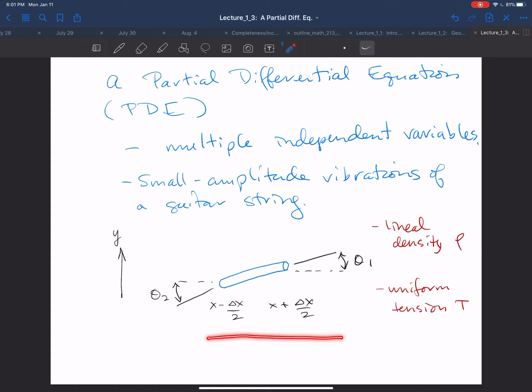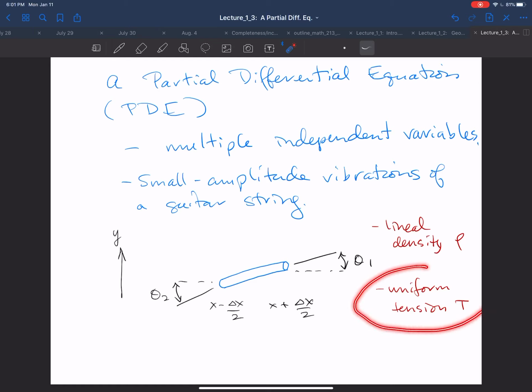In this case, we're going to use x to describe horizontal displacement along the string, or displacement along the length of the string, if you like. And we will use y as a sort of a transverse coordinate to describe the amplitude of the oscillation of the string. We're going to assume that the string only has transverse oscillations. There are no oscillations along the length of the string.